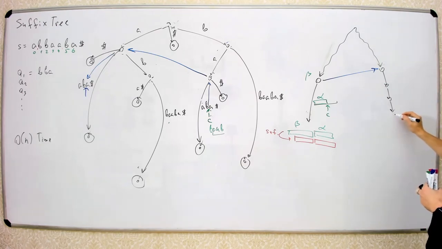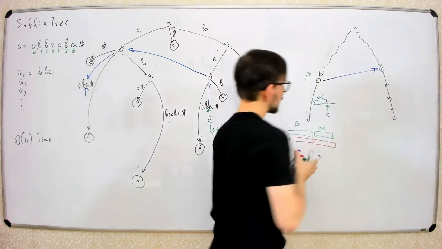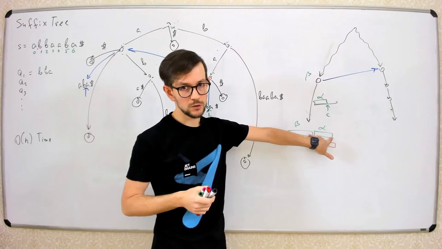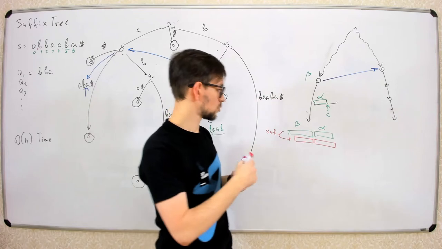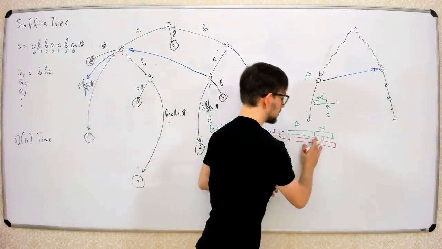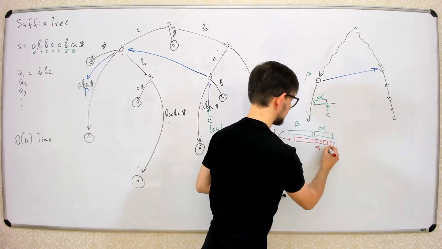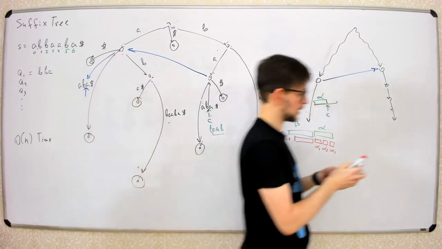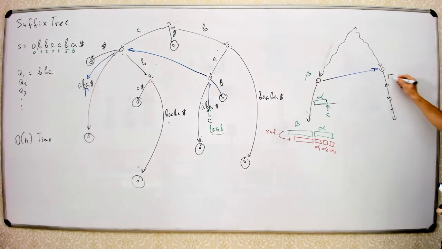Because maybe this string alpha is long and these edges are short, so these edges contain some short strings. So we may split this alpha into several strings. Now we just follow this path. So we take the first edge, take string alpha 1, then string alpha 2. And then finally here we have string alpha 3 and we finish in this position.